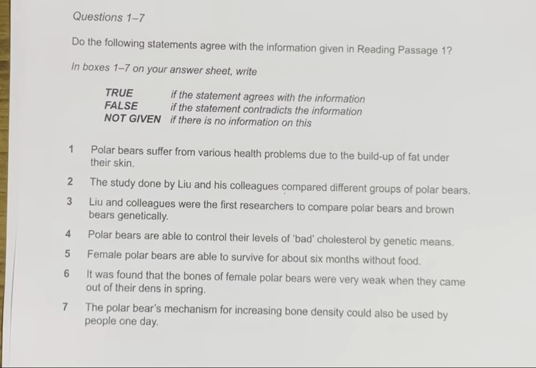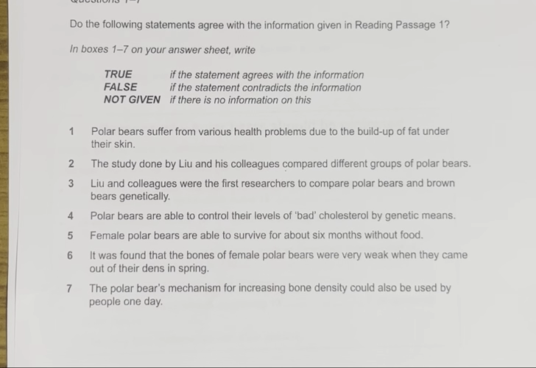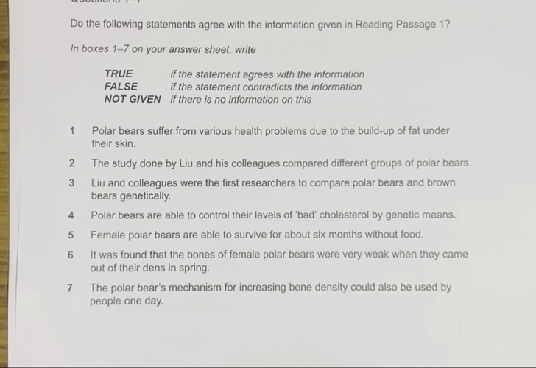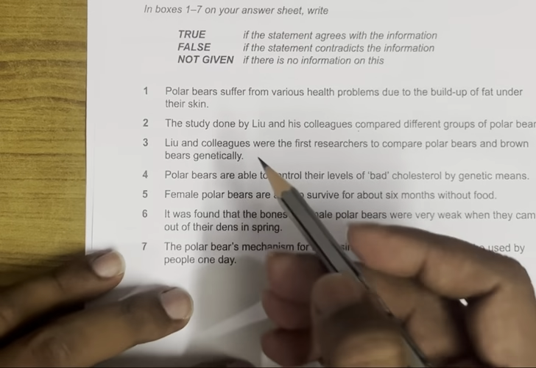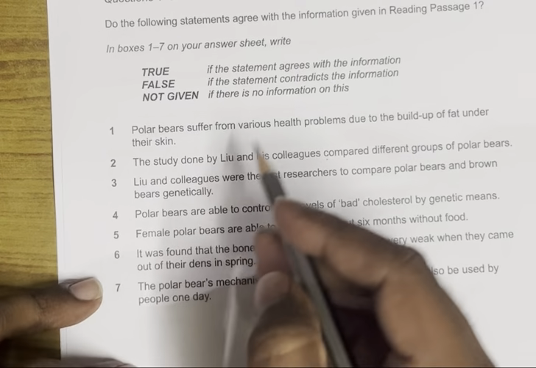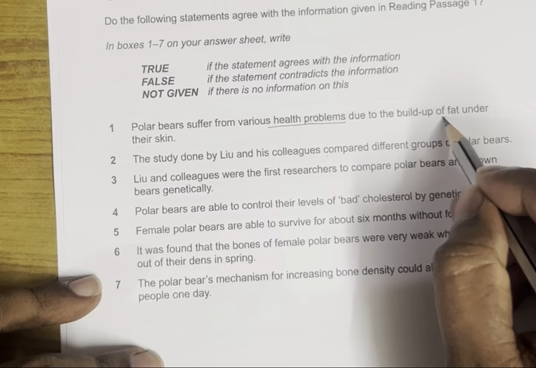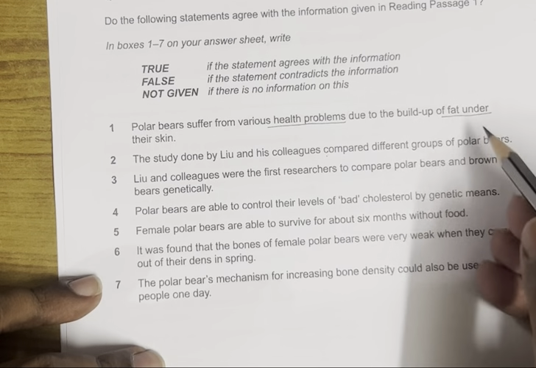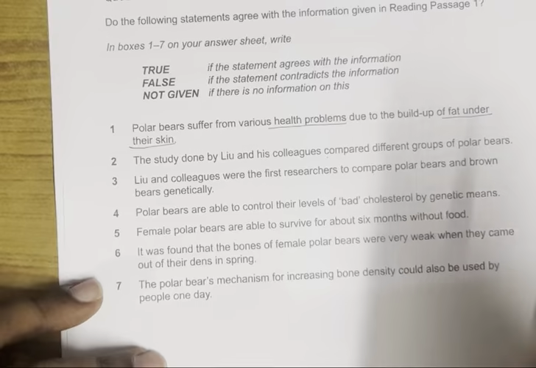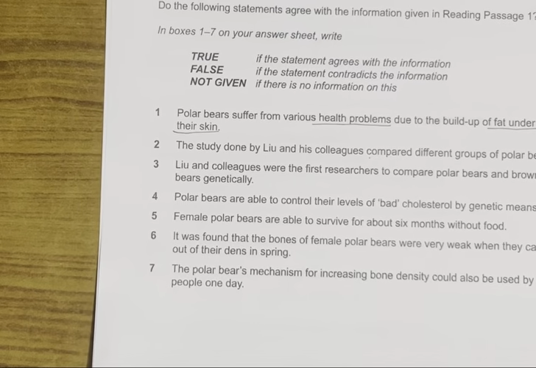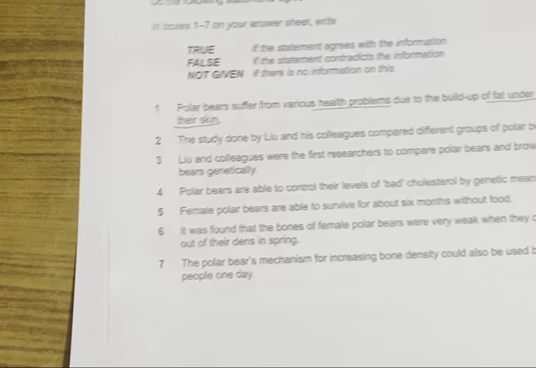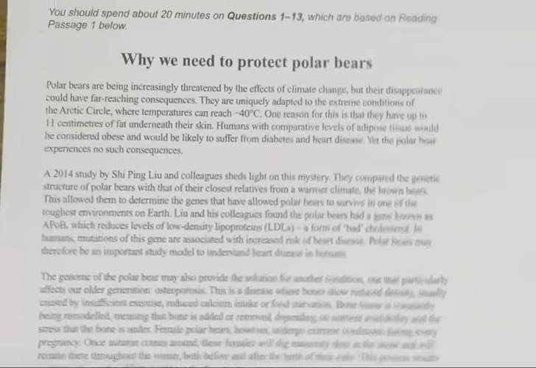First, suppose, let's take the first question. In true, false, not given, what's the first question? Polar bears suffer from various health problems due to the buildup of fat under their skin. Right. So what are the keywords here? The polar bears suffer from various health problems. This is the first keyword, due to the buildup of fat under their skin. So fat under the skin, this can also be one more keyword. So we have to look for polar bears, their health problems and fat under their skin, right? So first read the first passage and then let's come back to this question again.